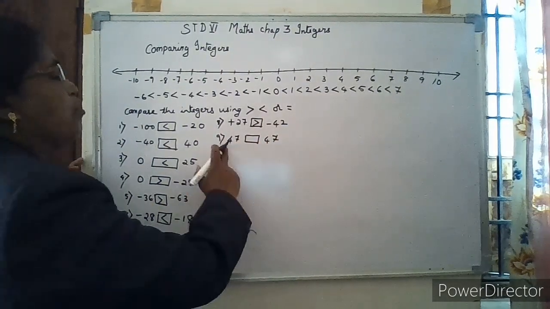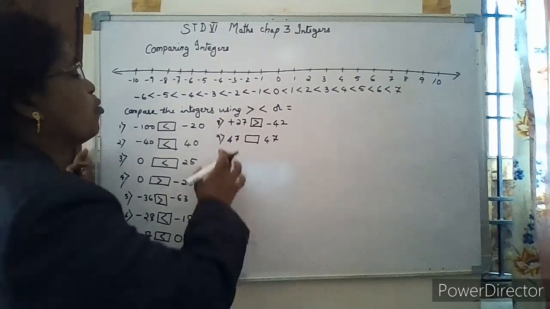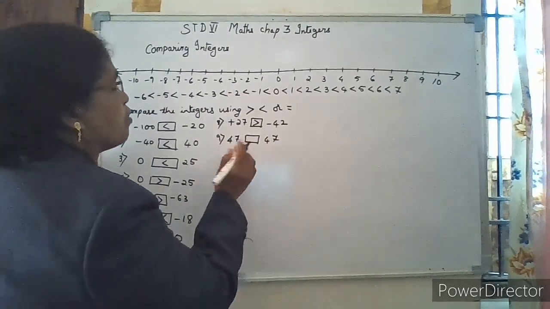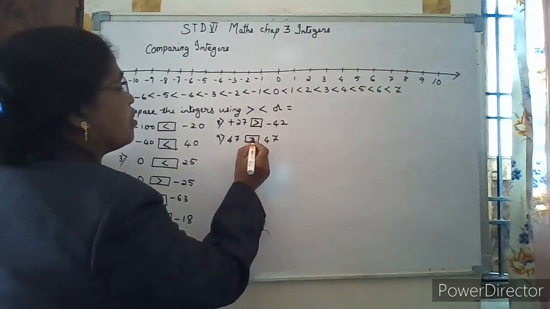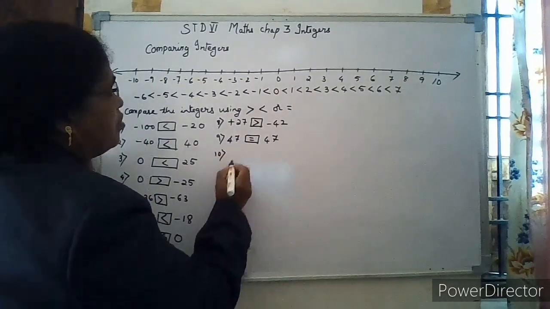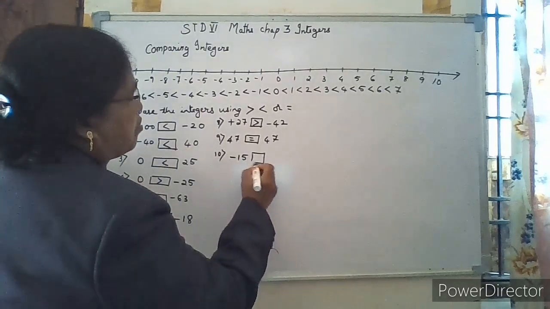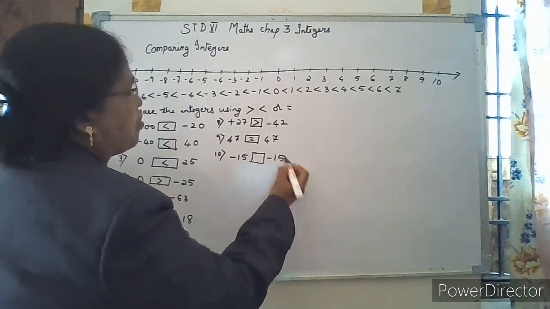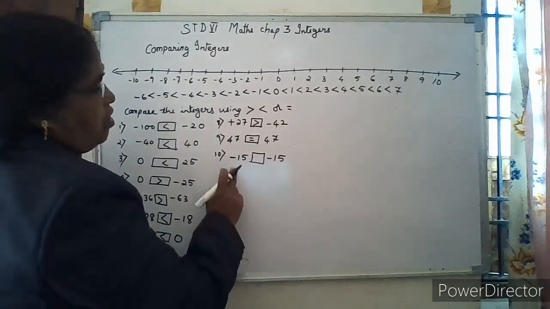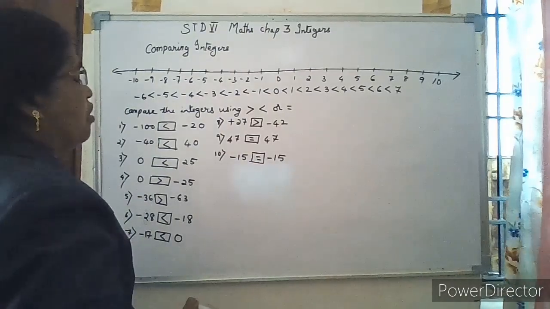47 and 47. I did not put any sign, which means both are positive. Plus 47, plus 47. They are equal. Minus 15, minus 15. Same numbers. They are the same integers, therefore again they are equal.